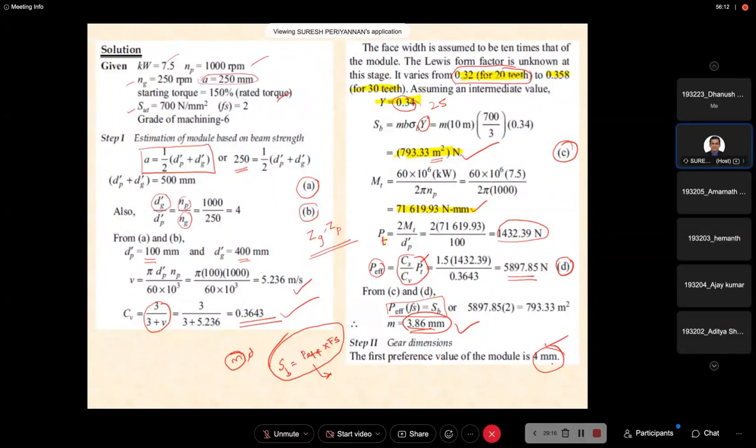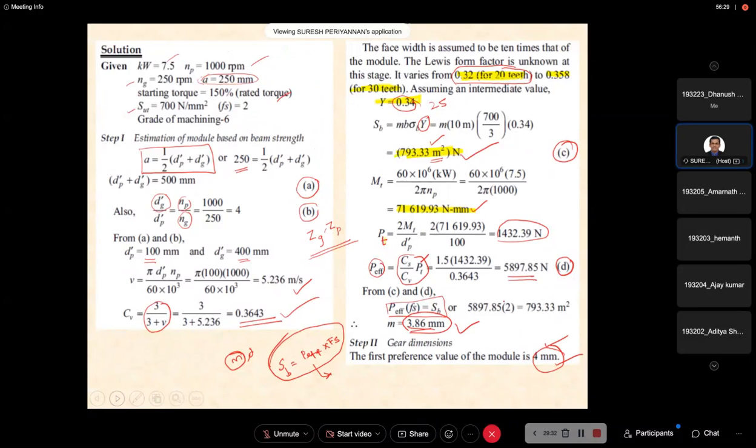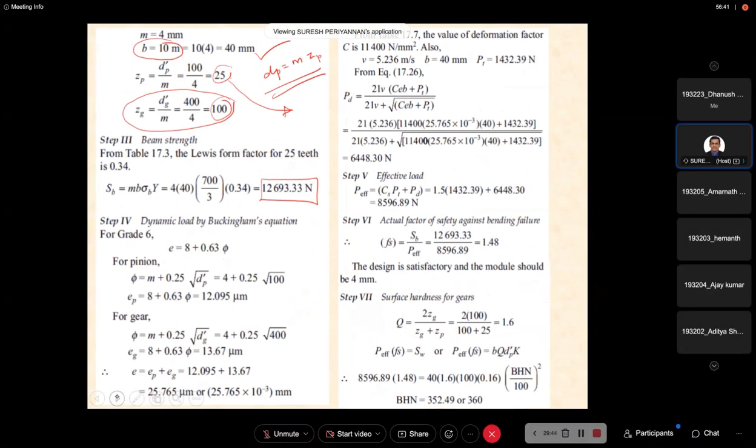Hence now I consider 4 mm, and I substitute 4 mm here. Obviously my beam strength is going to be greater than the effective load. If you put 3.86, it will be equal to this. But now we have considered the 4 mm round figure value, hence our beam strength is now 12,693 Newton.